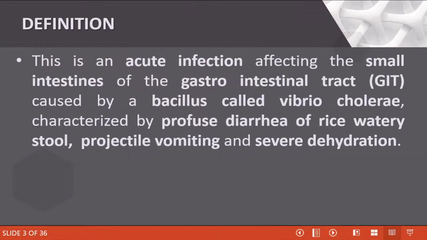Ready to start with. Cholera is an acute infection affecting the small intestines of the gastrointestinal tract. It is caused by a bacillus called Vibrio cholerae, and it is characterized by profuse diarrhea of rice-watery stew, projectile vomiting, and lastly, severe dehydration.